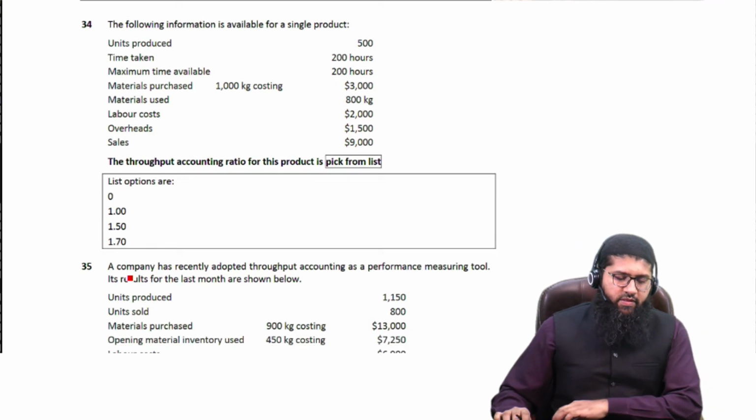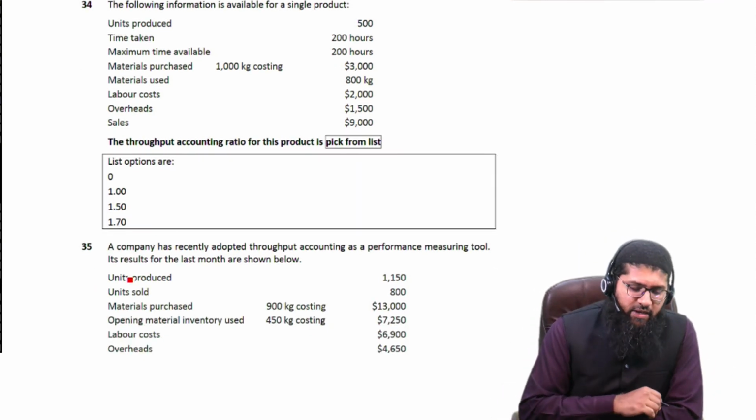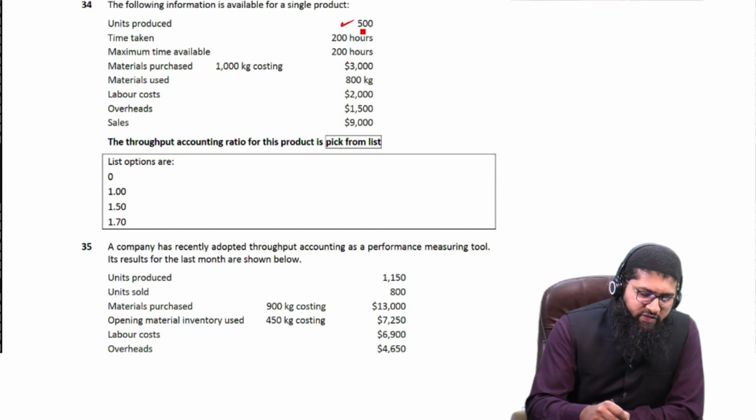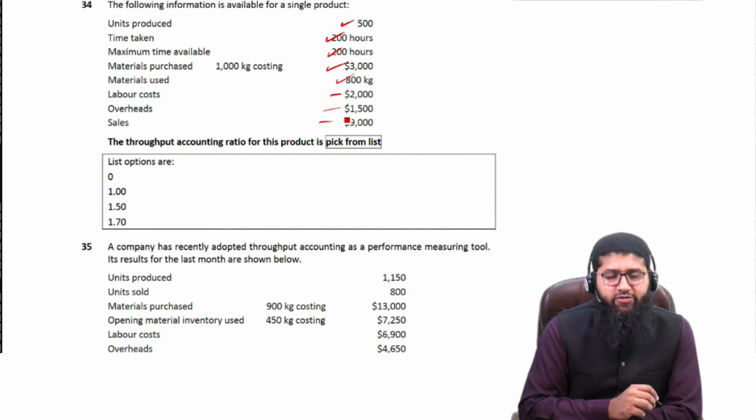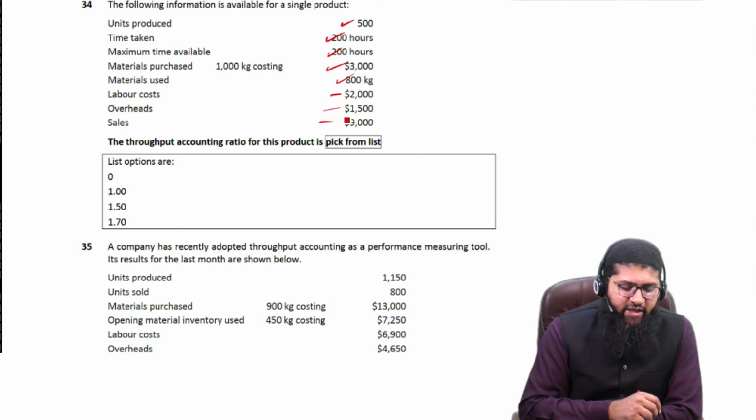It says the following information is available for a single product. Units produced is this, time taken is this, maximum time available is this. Material purchased is this, material used is this. Labor cost, overhead, sales, etc. The throughput accounting ratio for this product is what?